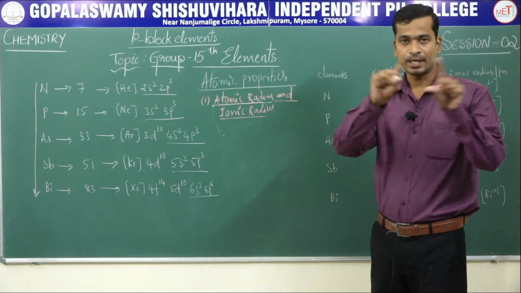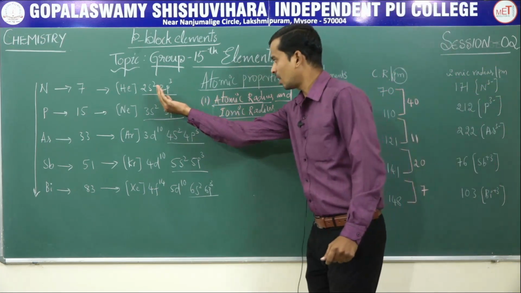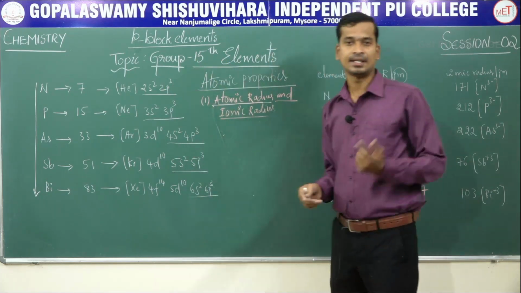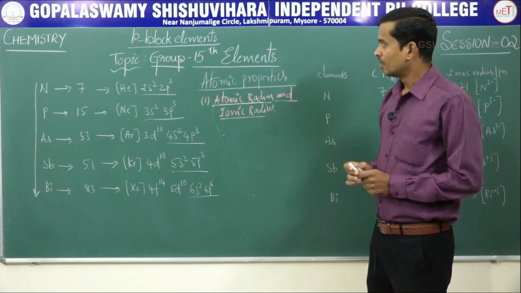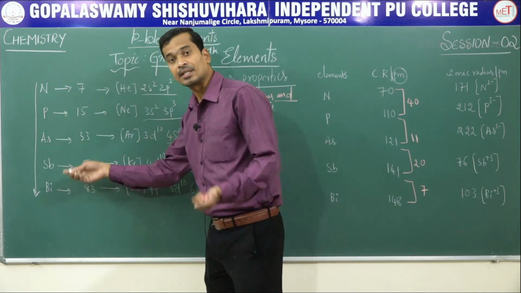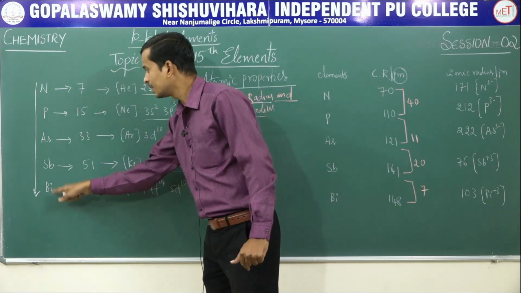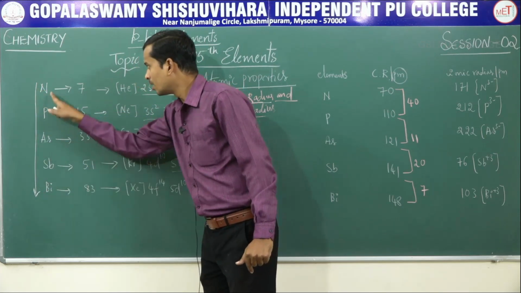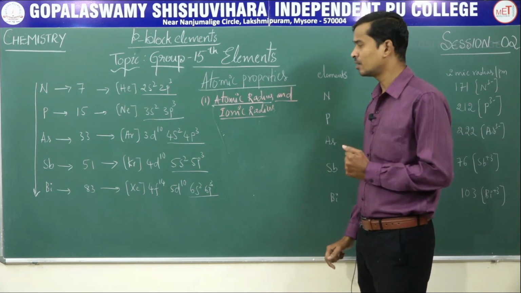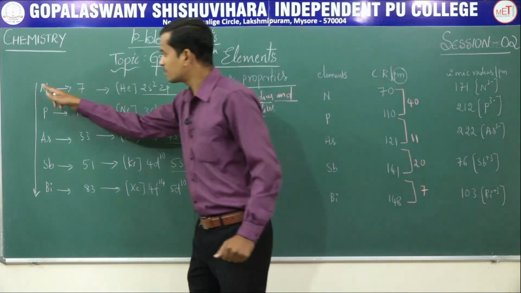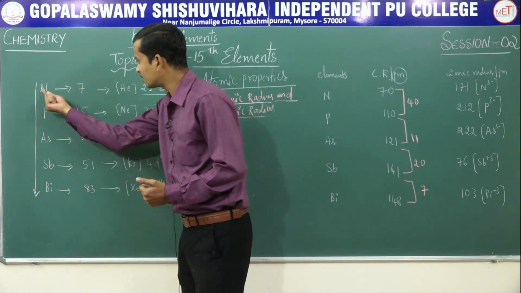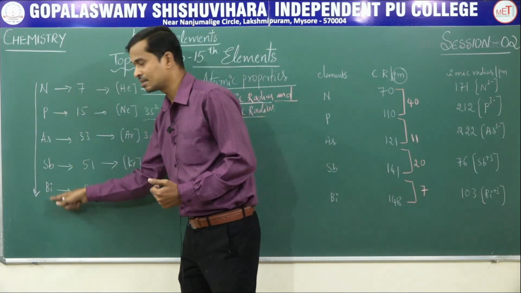Next, how does atomic radius vary in group 15 elements from nitrogen to bismuth down the group? Generally in the periodic table, the atomic radius decreases along the period and increases down the group. No doubt. In group 15 elements, the atomic radius in terms of covalent radius increases from nitrogen to bismuth. Clear? First point. Next, another important point: is the increase in a regular manner, or is there the same difference in atomic radius?